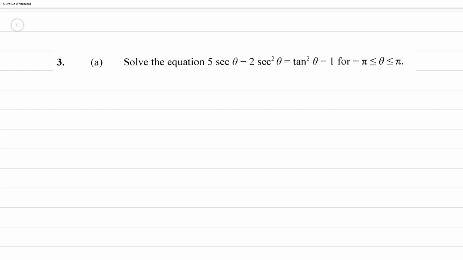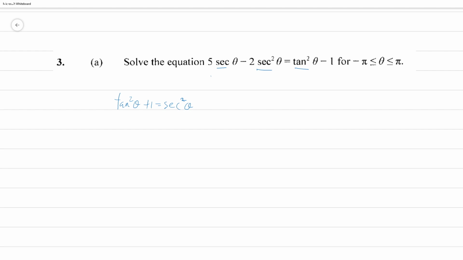So we are faced with sec and tan squared in the same equation. If we are to solve this, we must eliminate one of these. So we either eliminate sec or we eliminate tan squared. And we are guided by the identity tan squared theta plus 1 equals sec squared theta. That's the identity we are guided by.